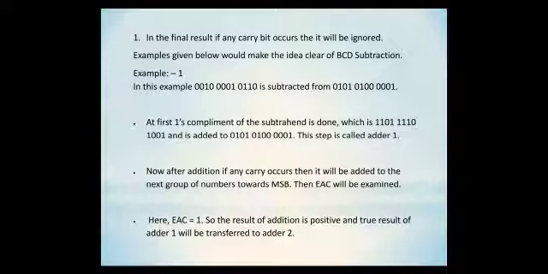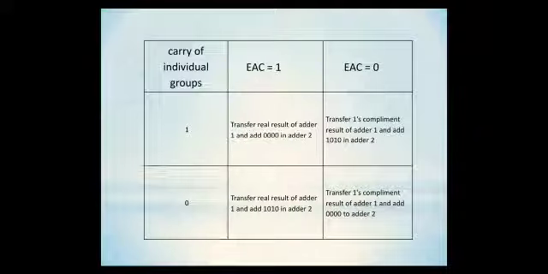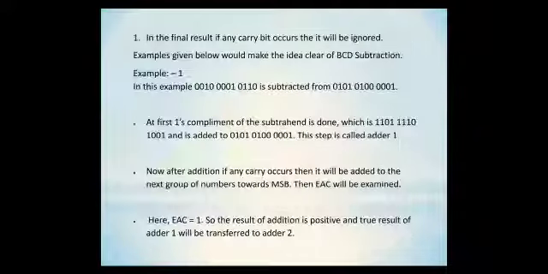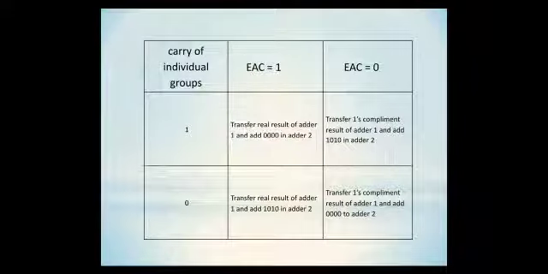Now after addition, if any carry occurs, it is added to the next group of numbers towards the most significant bit. Then the EAC will be examined. Here EAC is 1, rule number 1, so the result of addition is positive and is the true result of adder 1. The result of adder 1 will be transferred to adder 2.